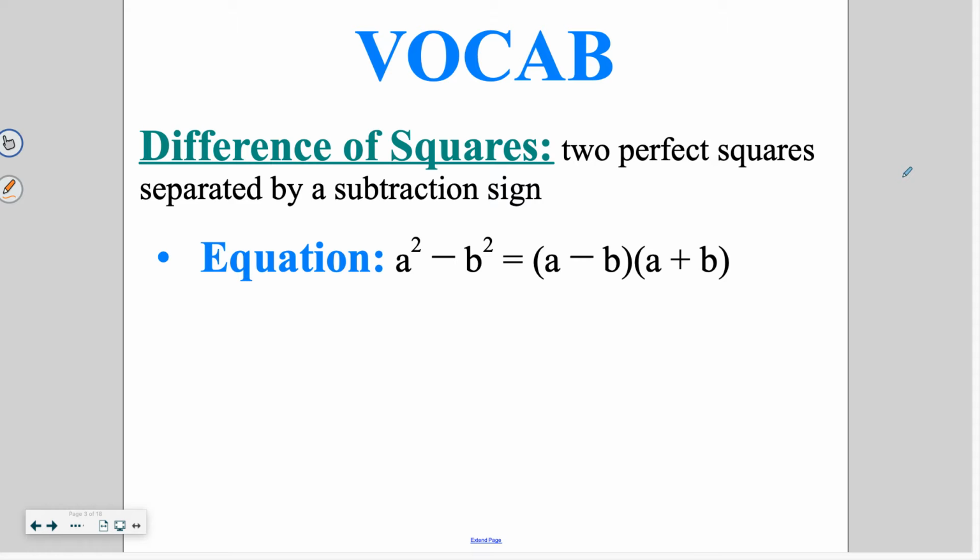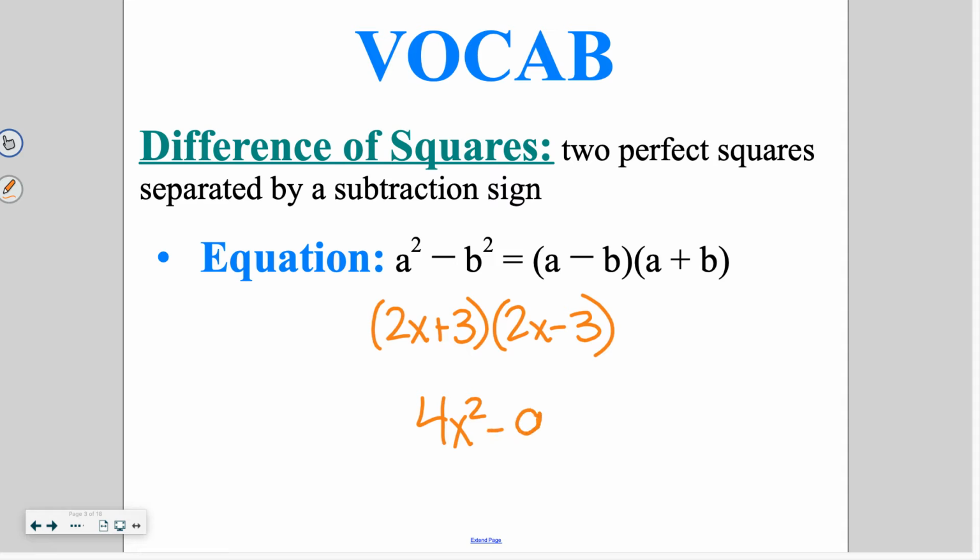The first one is called the difference of squares. This is when there are two perfect squares being separated by a subtraction sign. Hence, subtraction is difference, perfect squares is square. So the equation for this would be something squared minus something squared. This is the one we can break up into that thing minus the second thing, and the first thing plus the second thing. So when we were in section 7.3, it looked something like this. And then we worked and we got our answer of 4x squared minus 9. Now we're starting with this and moving back up to that factored form.